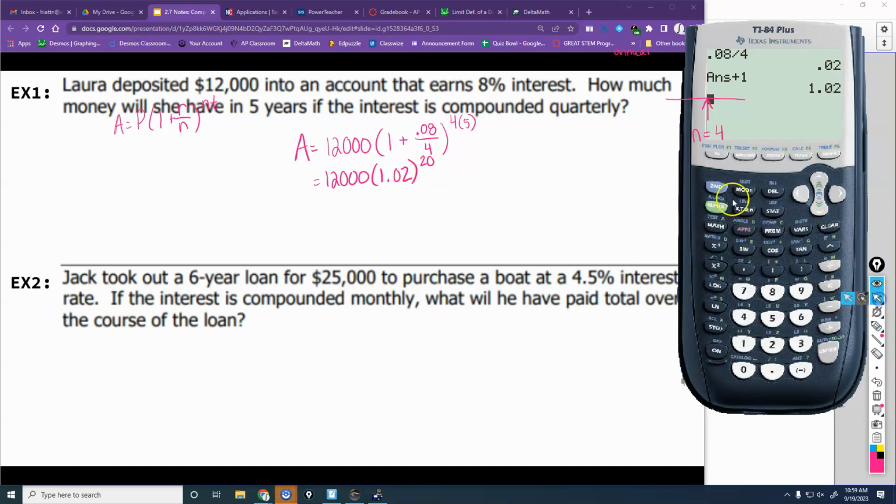This is way easier to type in. If you do second negative key, that'll bring the answer up from the line before. So 12,000 times 1.02 to the 20th power. I would not try to type that whole thing into the calculator, because you have to have double parentheses around that and then raise it to an exponent, and I just feel like that's going to go badly for most people. So I just did this part first. I did 0.08 divided by 4. It gave me 0.02. I added 1 to it. That gave me 1.02. And then I just typed the rest of it into the calculator. We get $17,831.37.